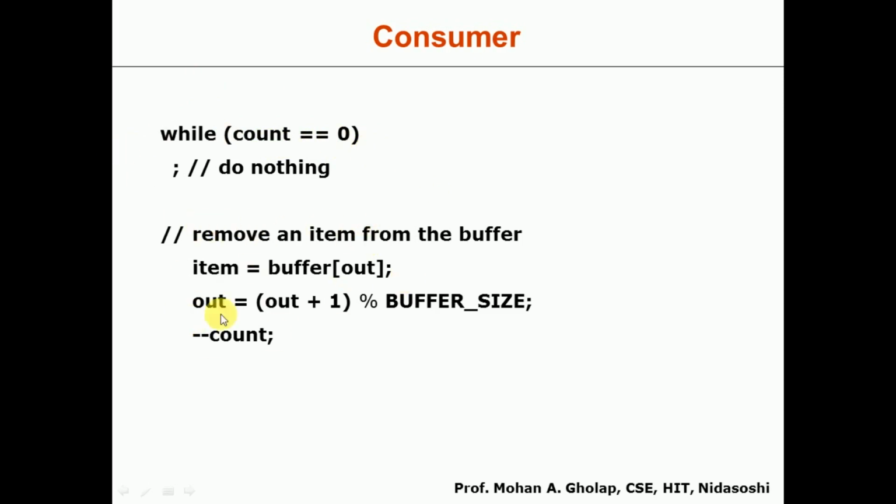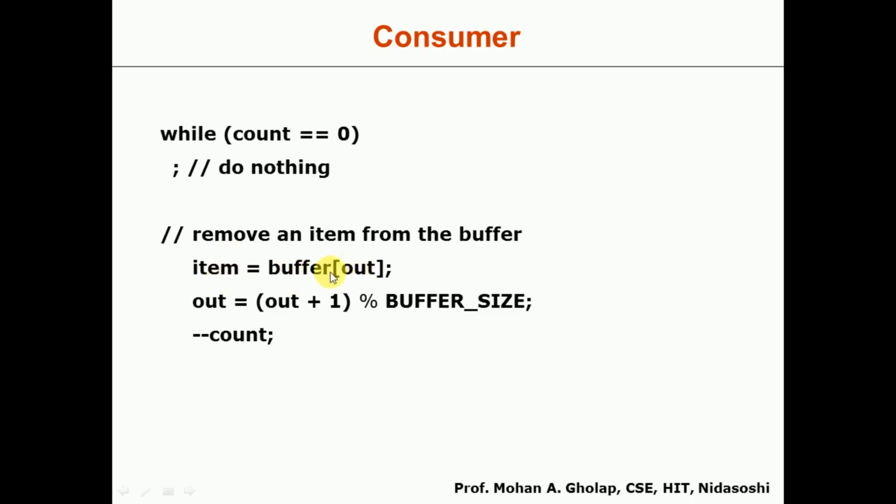Here in the following lines, what we have to do is remove an item from the buffer, and that is to be consumed. For that, first we have to take an item from the buffer, and we know that the pointer out is used to indicate the next full data block which is ready for reading or consuming. So here we write item equal to buffer of out, which means the data block pointed to by the pointer out will be taken, and this will be stored into the variable item.